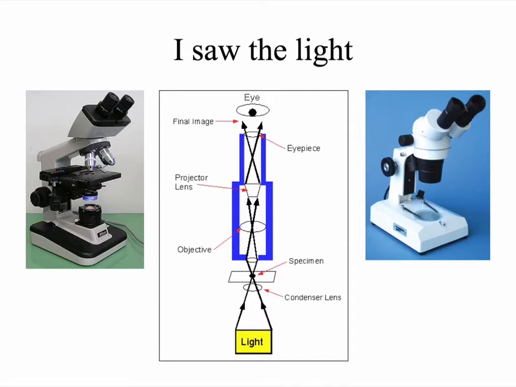The light moves through the lenses to magnify our specimen. There are some mirrors in here, and then that projects that image to our eyes. During this entire process, we both magnify the specimen, making it appear larger, and we illuminate it or lighten it so that we can actually see what's going on.